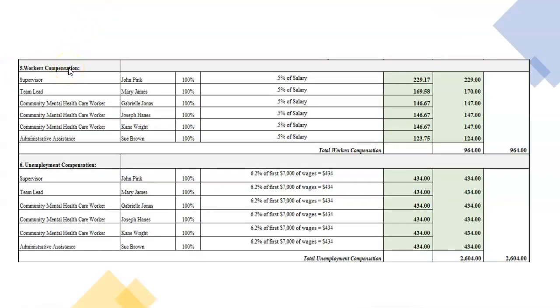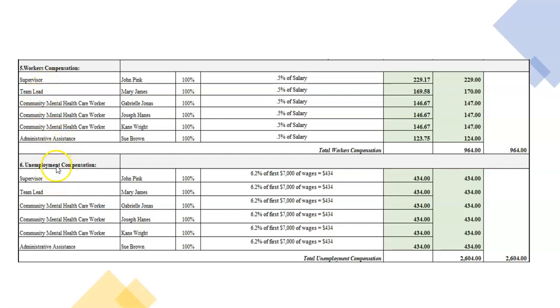The next section is your workers' compensation, which is insurance purchased by the agency that provides benefits for job-related employee injuries. Be sure to list each position covered by your workers' compensation policy and calculate the cost based on the policy rate and the portion of their salary allocated to the program.